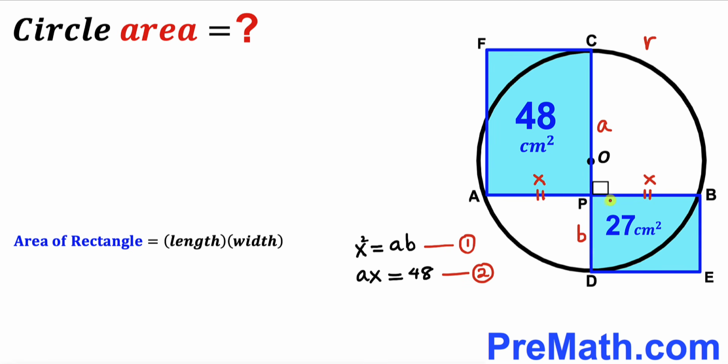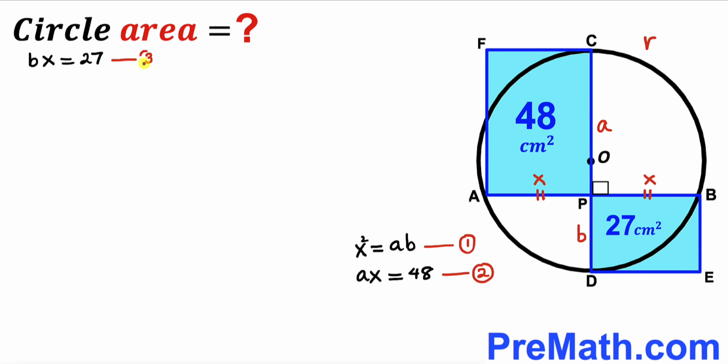And finally, we are going to focus on this smaller blue shaded rectangle PBED, and we are going to apply the very same area of rectangle formula. Here its dimensions are x and b, and the area has been given to us as 27 centimeters square. So therefore, the area is going to be b times x equals 27. And now I'm going to label this one as our equation number 3.